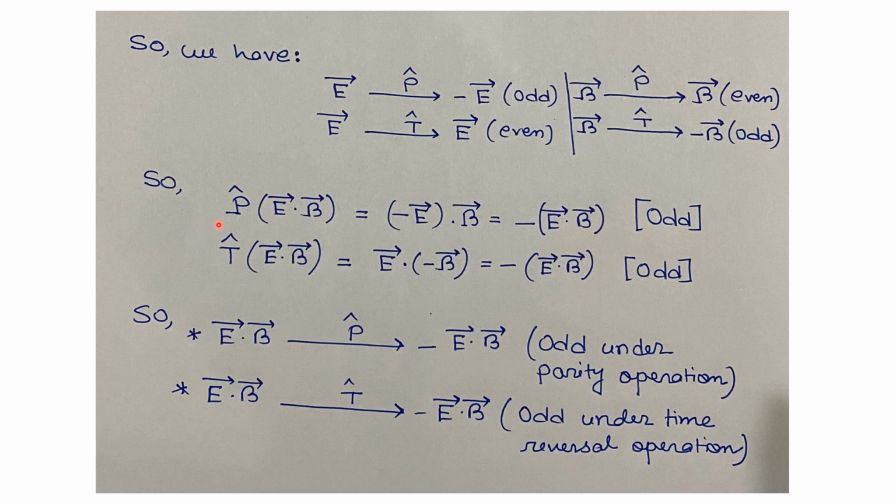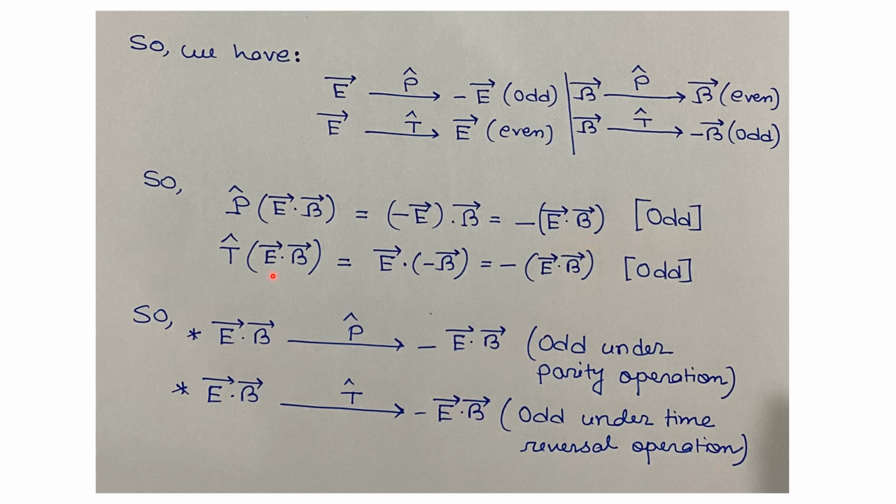Under parity operation, on this E dot B, that quantity will give minus E dot B, because parity operation will give minus E, but B will remain the same. Effectively, under parity operation, the quantity E dot B will become minus E dot B. So this is odd under parity operation.